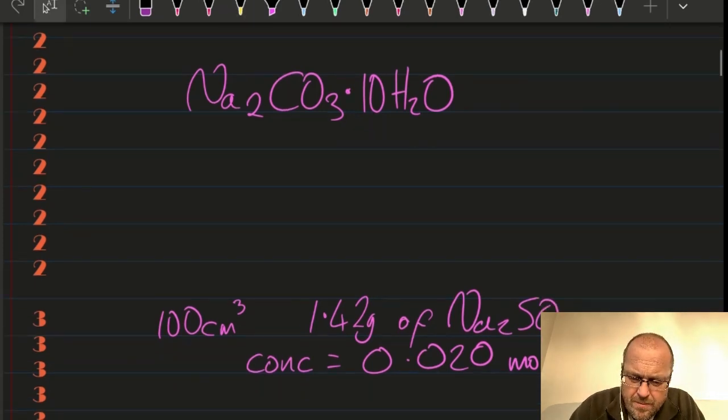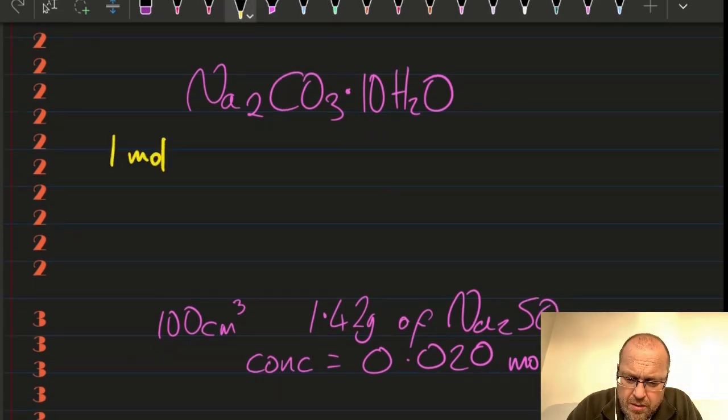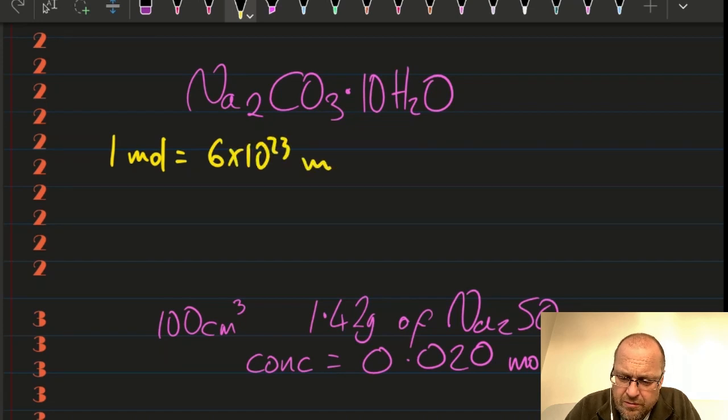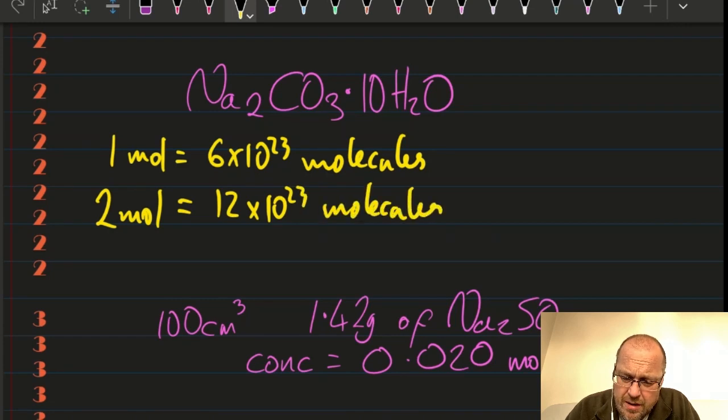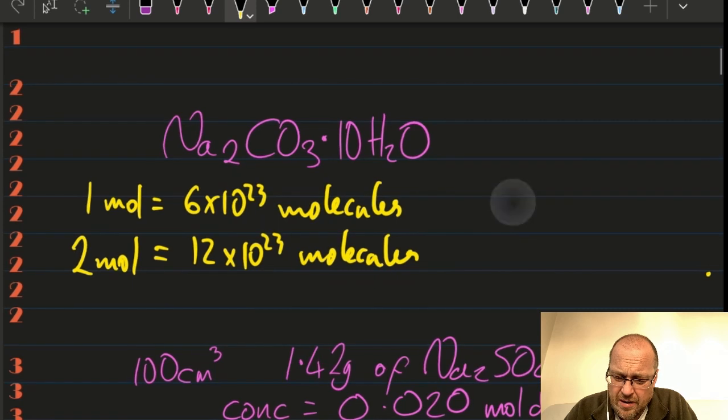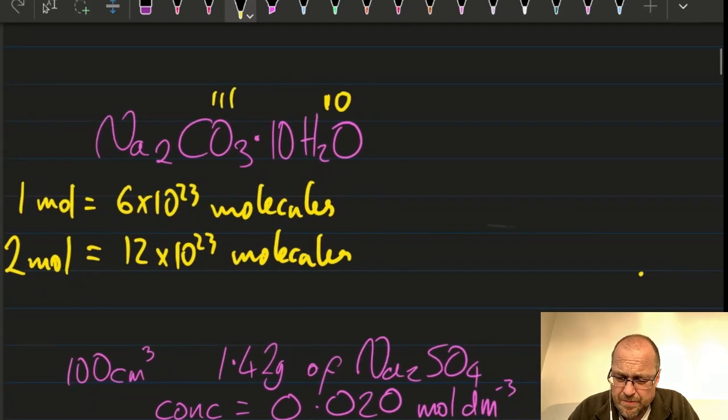Okay? So I know if I've got 1 mole, then I would have 6 times 10 to the 23 of these molecules. But the question tells me there's 2 moles. Okay. So I'm going to have 12 times 10 to the 23 of these molecules. Now what about the oxygen atoms? How many oxygen atoms do I have per molecule? Well, I've got 1, 2, 3, and then I've got 10 in that hydrated bit. So in total I have 13 oxygen atoms.